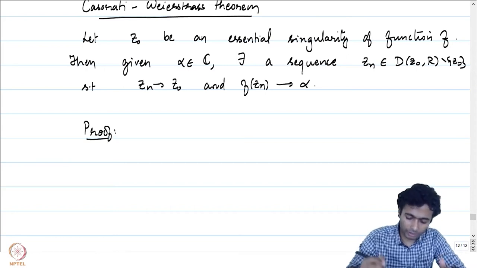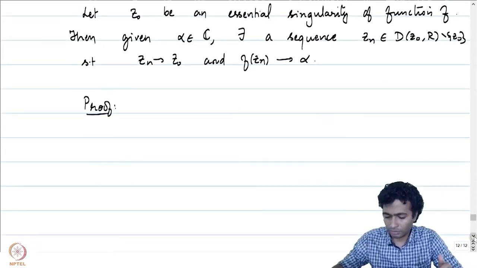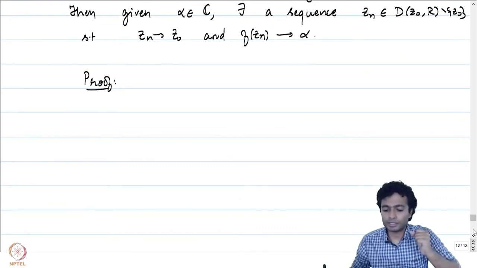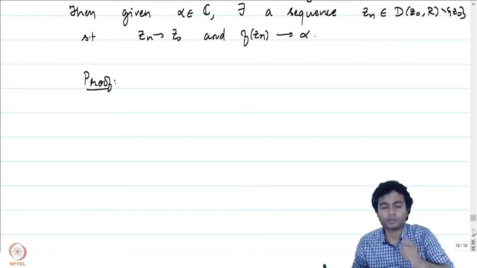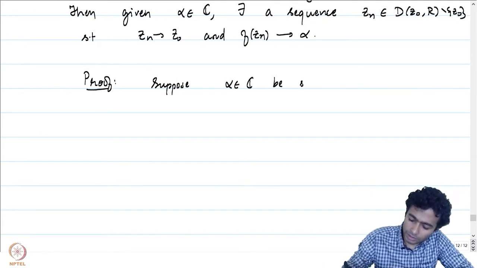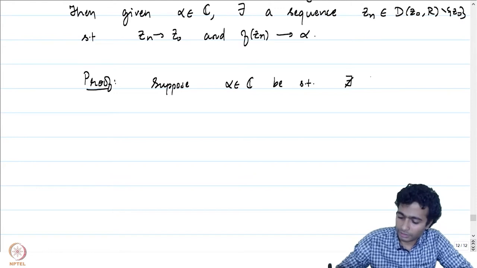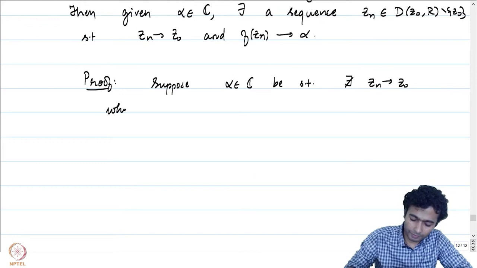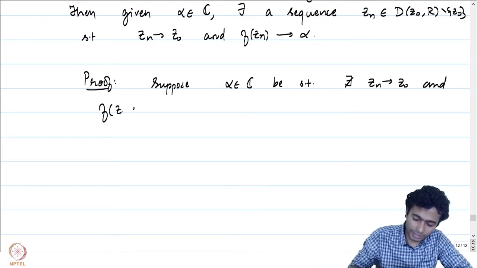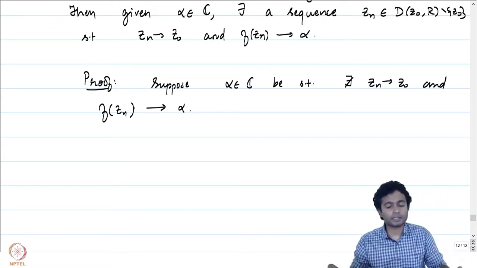The proof is going to be by contradiction. Suppose we have a complex number alpha which does not satisfy the conclusion of the Casorati Weierstrass theorem. Suppose alpha is such that there does not exist a sequence zn converging to z0 where f of zn converges to alpha. Suppose there does not exist any such sequence.